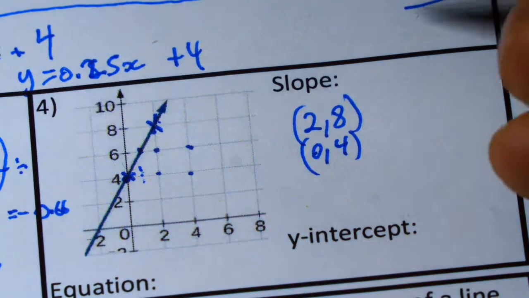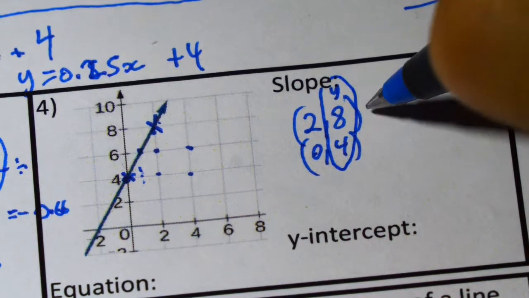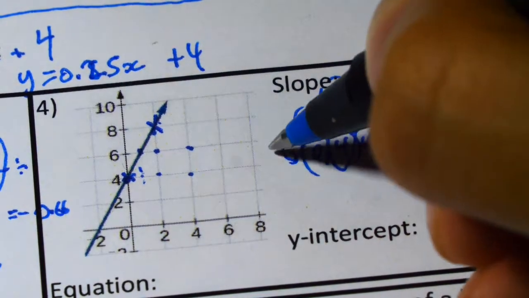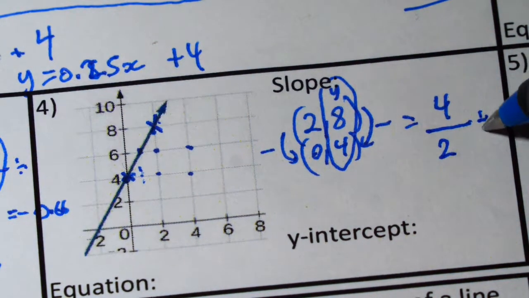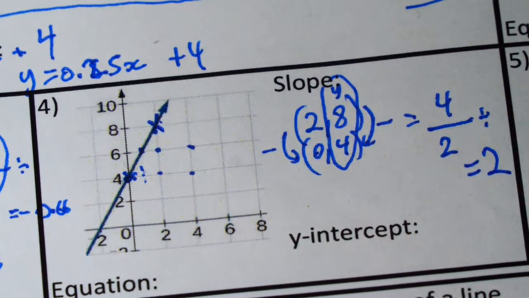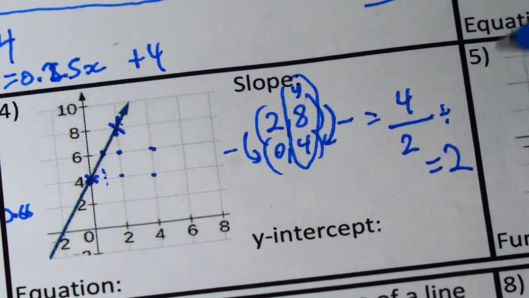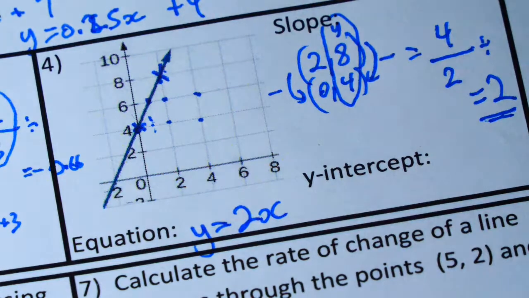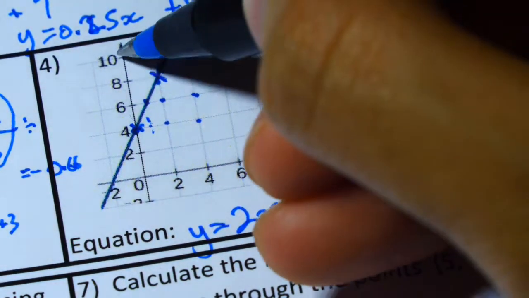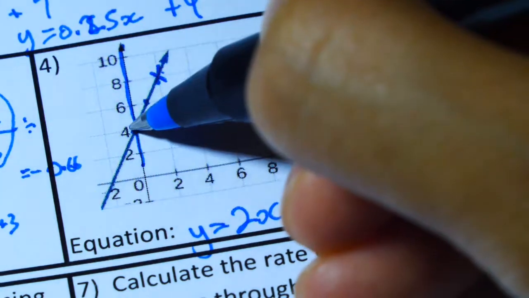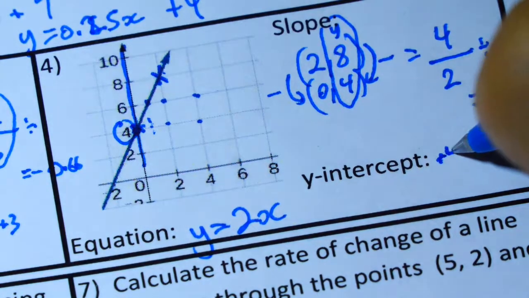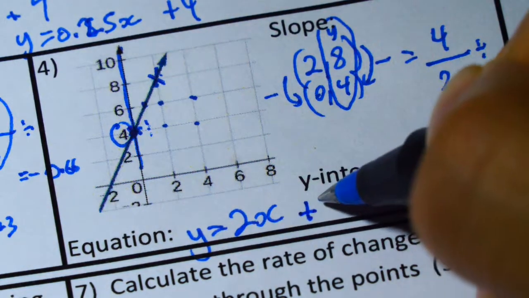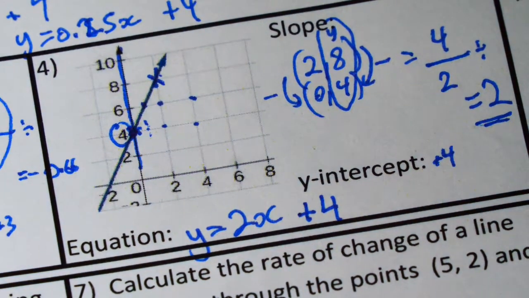So I've picked 2 points. Now I'm going to do change in y. 8 minus 4 equals 4 over 2 minus 0 is 2. 4 divided by 2 equals 2. So our slope is 2. So the equation starts with y equals 2x. Now the y-intercept, it hits the y-axis at this point here, at 4. The y-intercept is plus 4. So y equals 2x plus 4. Okay.